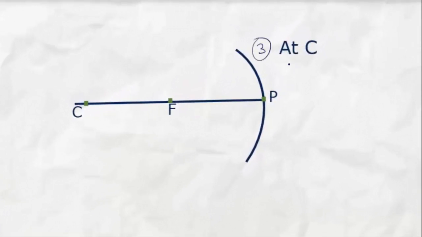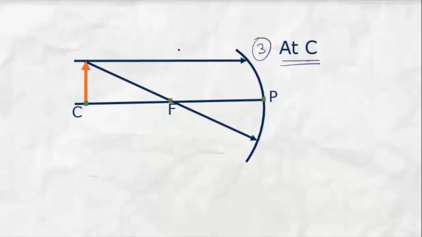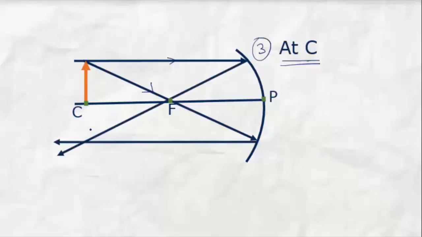In the third case, when the object is placed at center of curvature, this is the object, these are the incident rays. We know that when a ray of light is parallel to the principal axis, after reflection it will pass through the focus. We also know that when a ray of light passes through the focus of a concave mirror, it becomes parallel to the principal axis after reflection. So these are the reflected rays. Reflected rays are converging at this point, hence the image of the object will be formed at C. So when the object is placed at center of curvature of a concave mirror, the position of the image formed is at C.